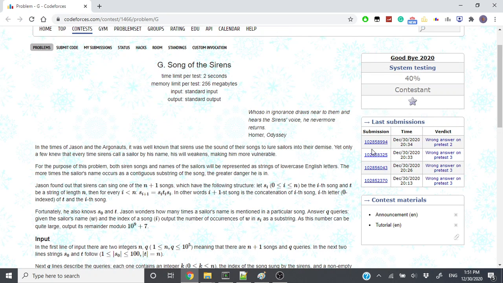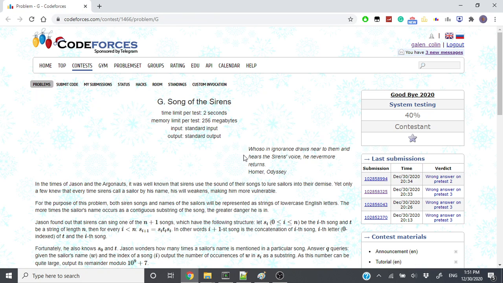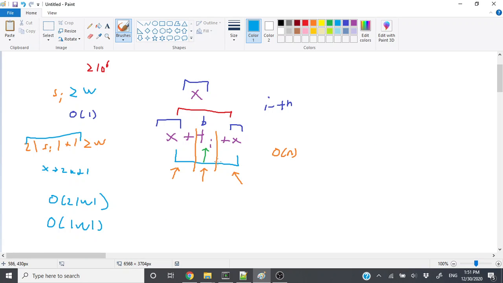My solutions did not have so great of a constant factor though. It was kind of close to the time limit, 1388 milliseconds. So I don't know how that would have gone if it had even passed the test.